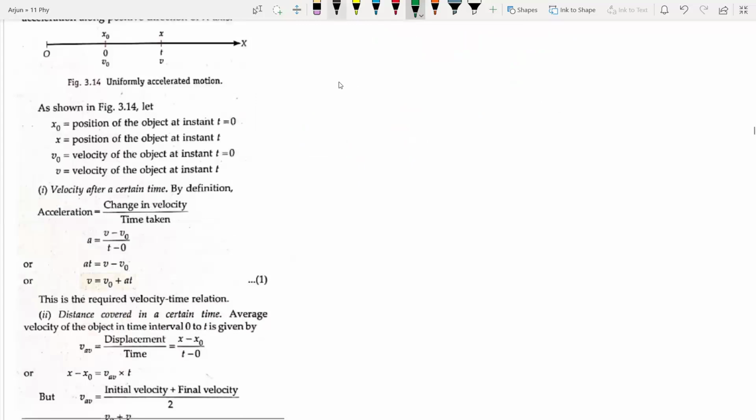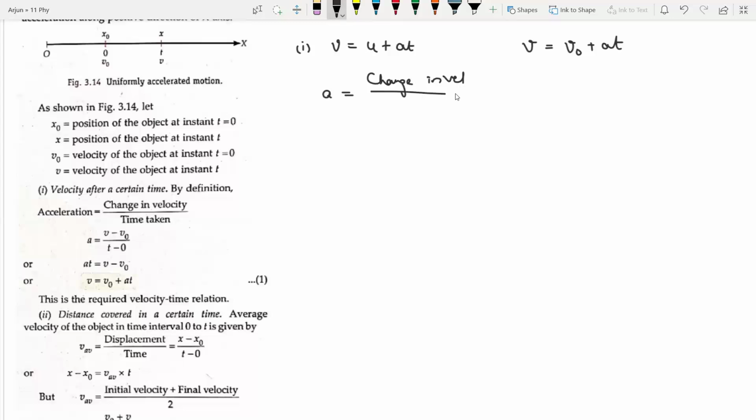To derive the first equation of motion, that is number 1, v is equal to u plus at, or you can write this as v is equal to v naught plus at. Both are the same, isn't it? Now we know the formula for acceleration. Acceleration is nothing but change in velocity upon time taken. Change in velocity is final velocity minus initial velocity, upon time taken, t.